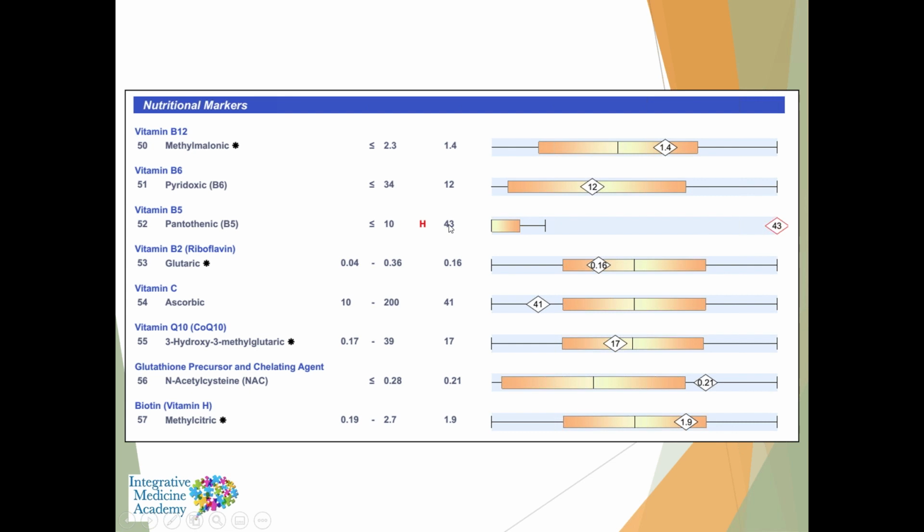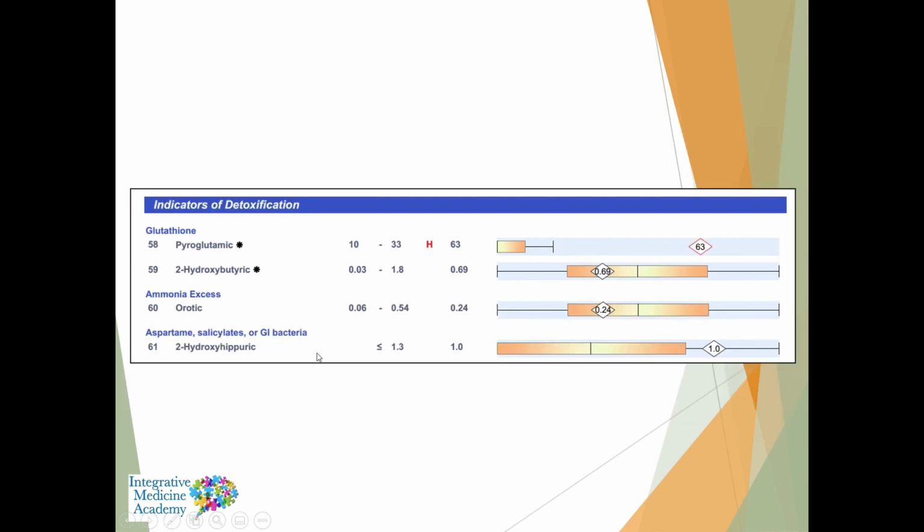It might be a conversion block. I forget the name of the enzyme that makes the first step conversion, but there may be a genetic component to it. Usually what's suggested is to just give B5 to try to kind of override that potential blockage. You'll notice in this person, they've got high levels of pyroglutamic.